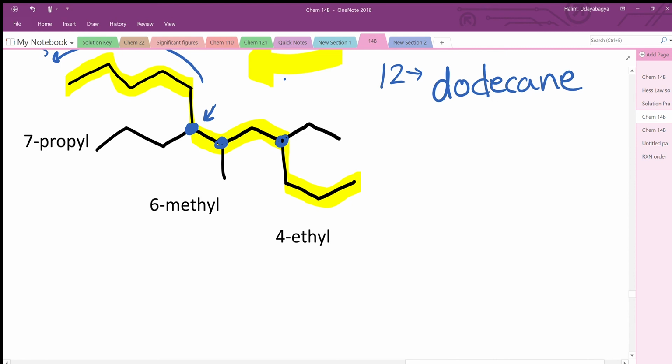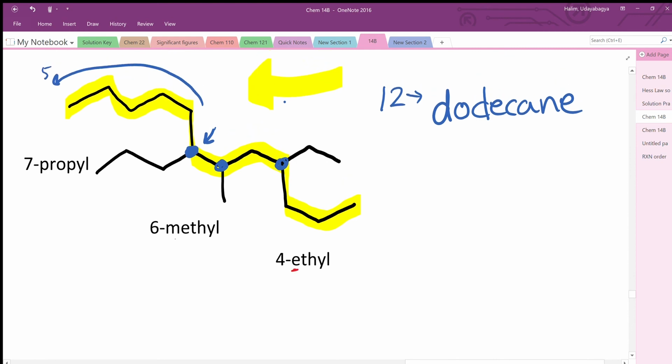So alphabetically, E, M, and P. So 4-ethyl dash 6-methyl dash 7-propyl dodecane.